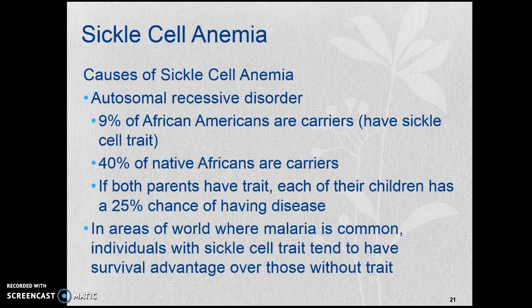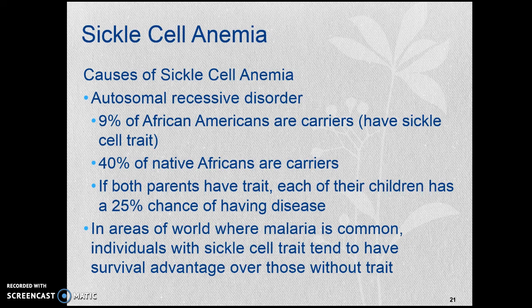But sickle cell anemia is considered an autosomal recessive disorder. Anywhere from 8 to 9% of African Americans are carriers, meaning they have sickle cell traits. And it's not just African Americans. You may also see people with Mediterranean descent may also carry a sickle cell trait. If both parents have the trait, each of their children will have a 25% chance of having the disease.